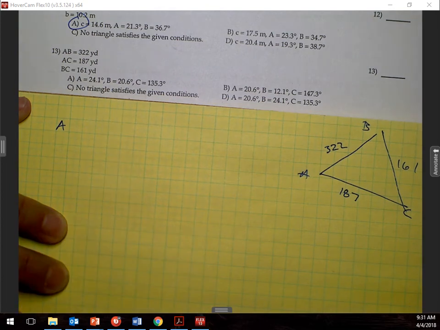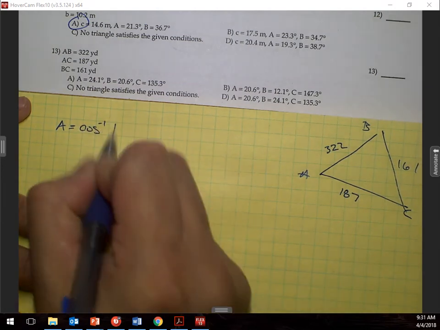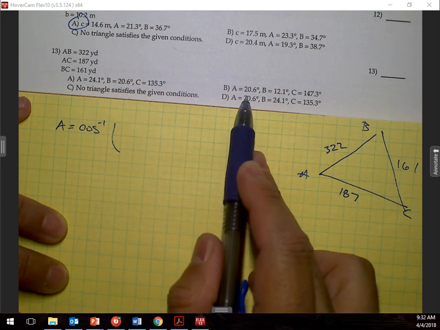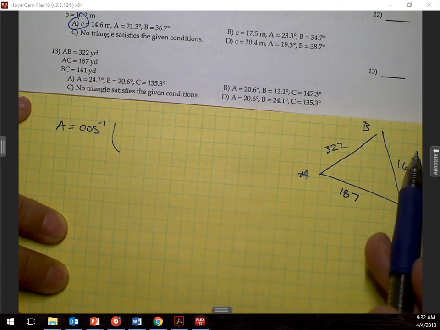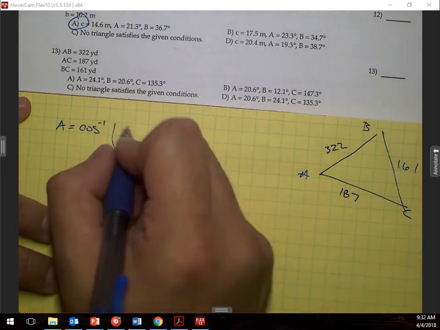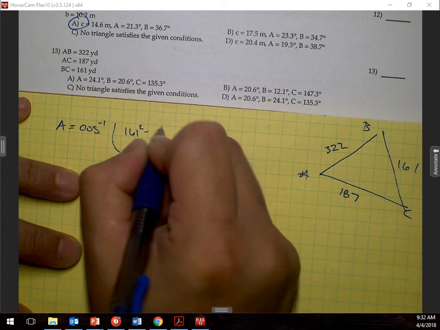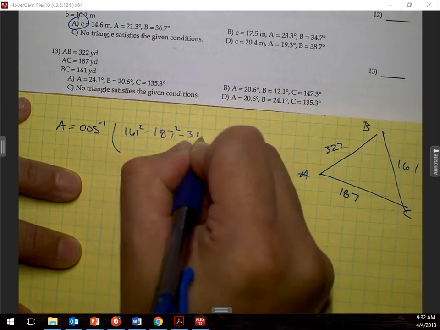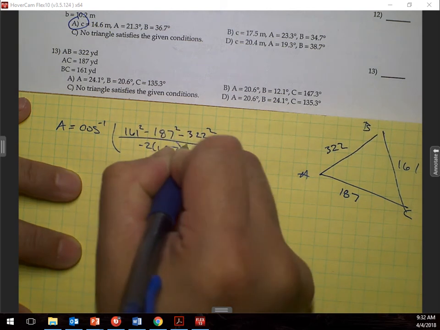A equals inverse cosine. I'm just looking at my choices here because A and C have the same angle A, so I would have to do a second problem, but I think B has all different. Either way. So this one right here is going to be A: 161 squared minus 187 squared minus 322 squared, all over negative 2 times 187 times 322.